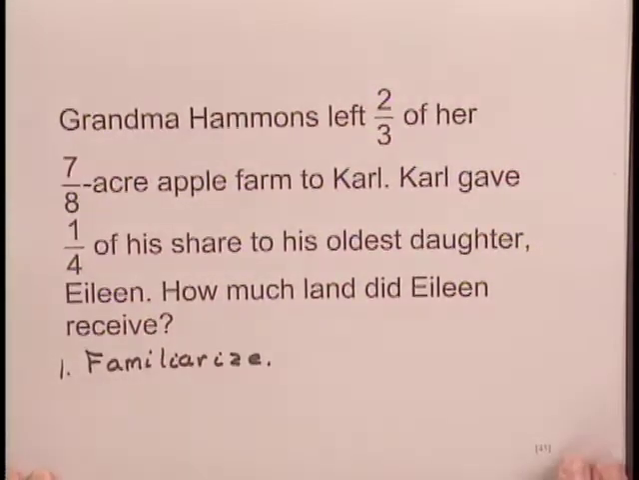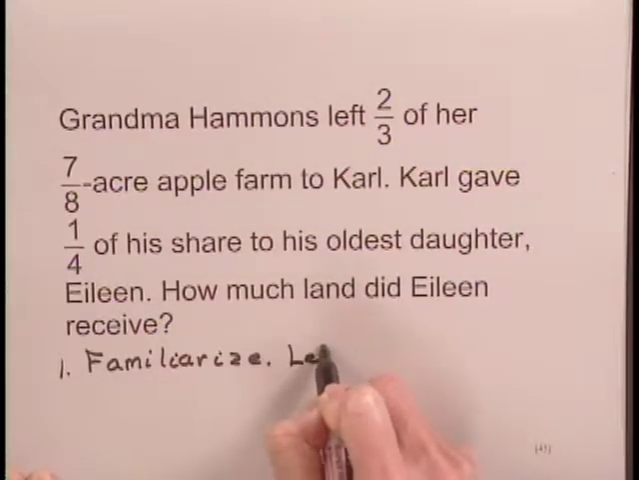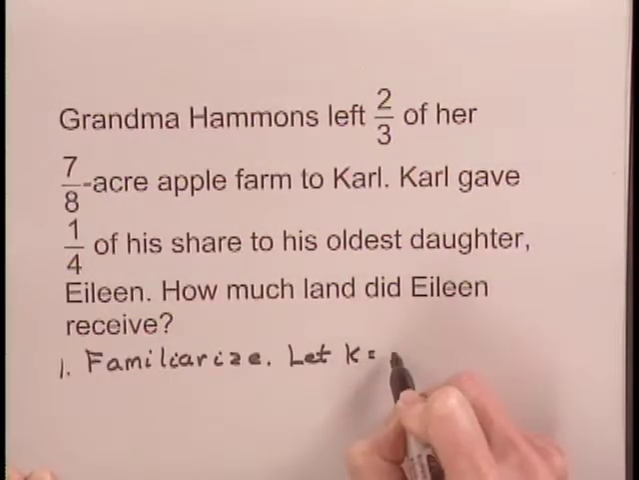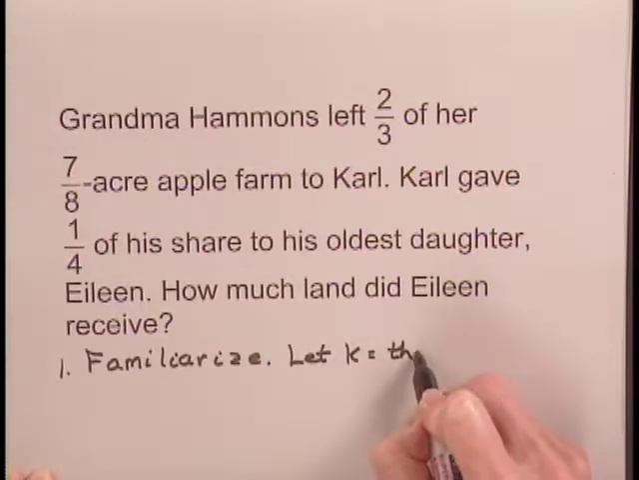Now, this is going to be a multi-step problem. First, we're going to have to determine how much land Carl got, and then we'll have to find how much of that land his daughter Eileen got. So let's begin by letting K equal the number of acres of land that Carl got.